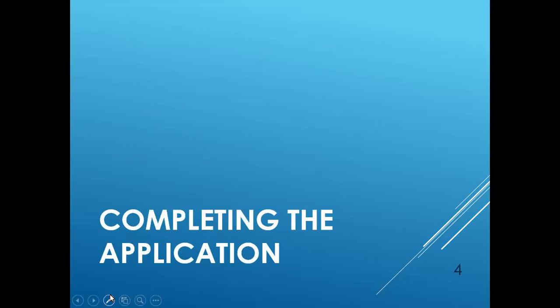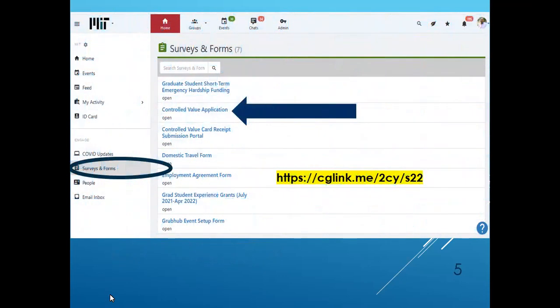Completing the application. In order to complete the application, you must log on to engage.mit.edu. On the left-hand side, click on Surveys and Forms and open the control value application. You can also type in the link that is highlighted here.